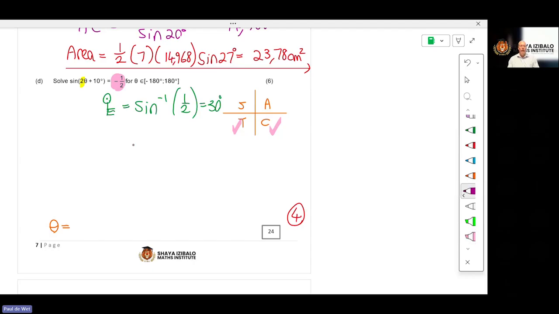How do we get into quadrant 3 with our key? The key gets us into a room. How do we get into room number 3? 180 plus 30. And how do we get into quadrant 4? 360 minus 30. Now we can add 360k to both of these. And now, only now, do we say this isn't theta. This is 2 theta plus 10.